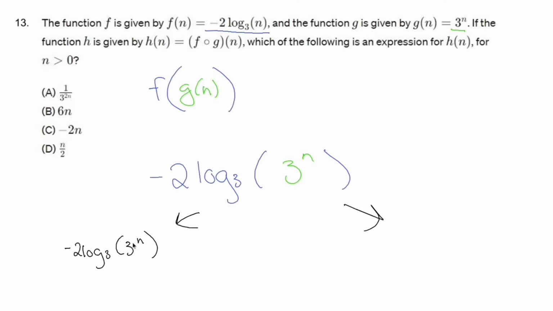Log base 3 of 3 to the n allows the log base 3 and the 3 to cancel each other out and drops the n down, so we have -2n. That's one way of looking at it, check.